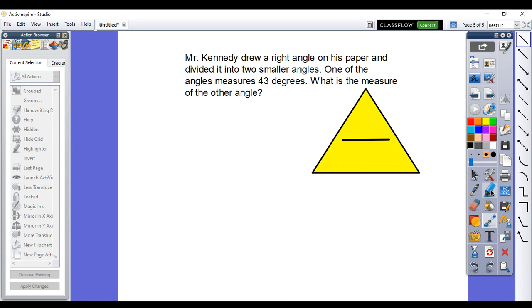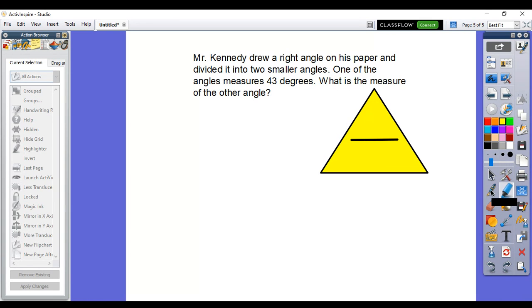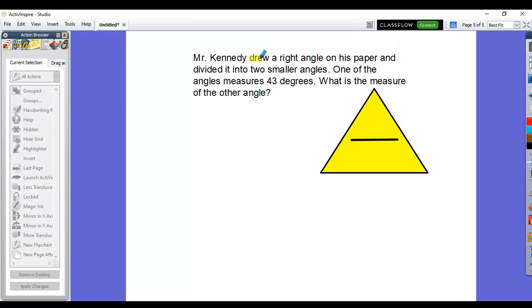All right, this is a word problem. So remember, when we have word problems, we always use cubes. So we know Mr. Kennedy drew a right angle. Oh, drew, that sounds important. I'm going to go ahead and highlight. Drew a right angle on his paper, and he divided it into two smaller angles. Oh, divided. Generally, that means I'm splitting something up. Two smaller angles. One of the angles measures 43 degrees. What is the measure of the other angle?